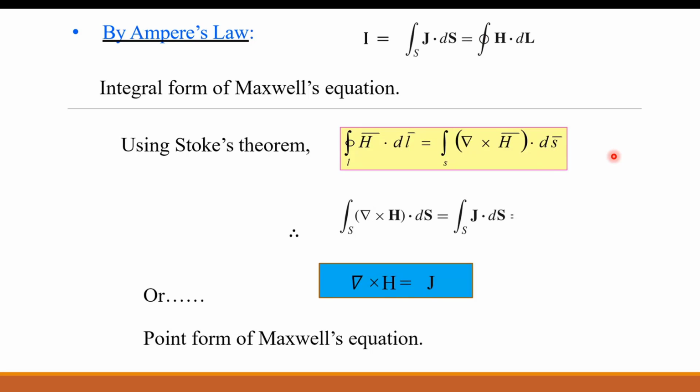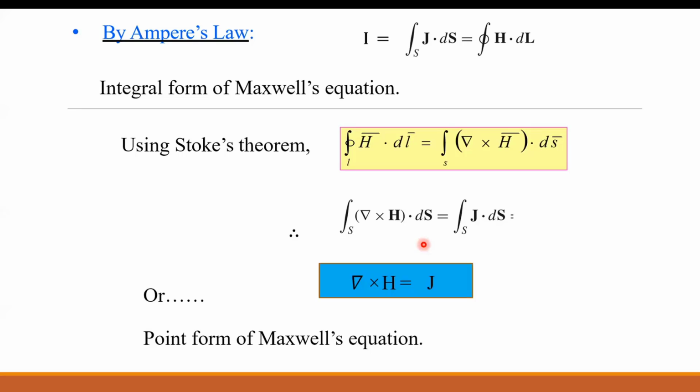So from the first equation and this second equation, what can we conclude? There is a surface integration in the first equation and a surface integration in the second equation, so we can equate these quantities because the left hand sides, H dl, are the same. So the surface integration of del cross H dot ds bar is equal to the surface integration of J bar dot ds bar. From the above two equations we can say del cross H ds equals J dot ds.